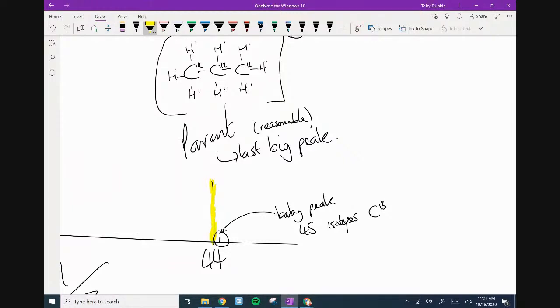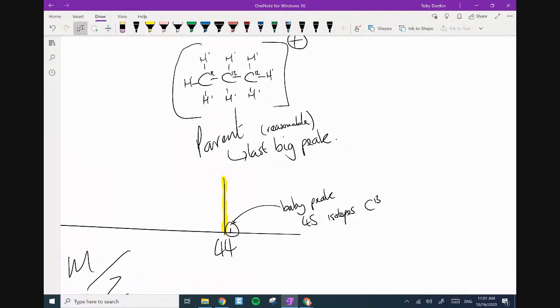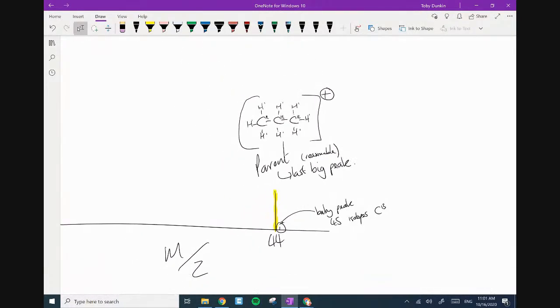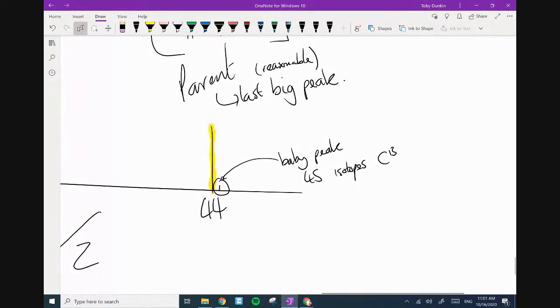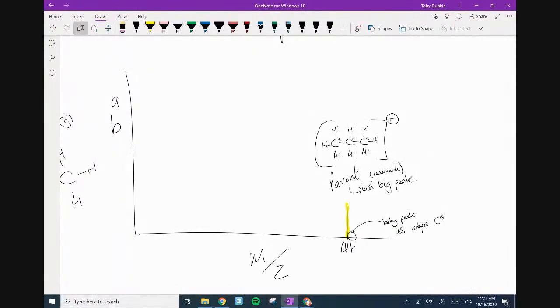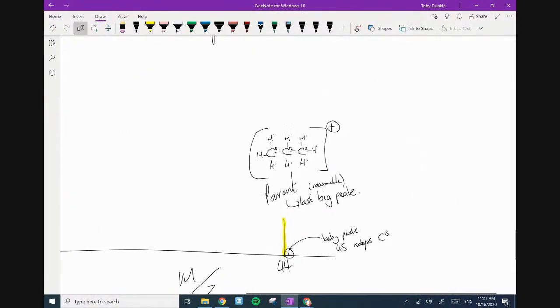That's an isotope peak. That's a C-13. That's a propane which has a C-13 in it. They often say, explain why there's a tiny peak at 45. And you say, because there were isotopes like carbon-13. Right, so what else are we going to see?